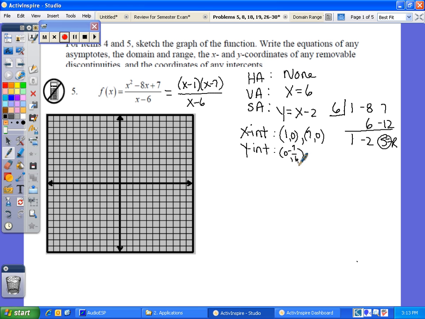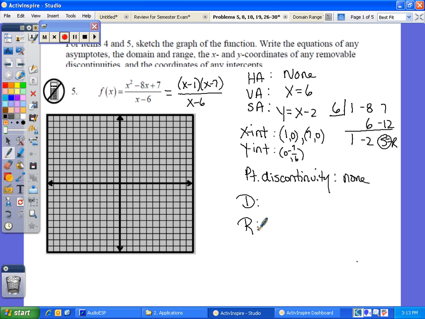Okay. What are some of the other things they asked me to identify? They asked me to identify any discontinuities. So do we have a point discontinuity? The answer is no, or none. Finally, the domain and the range.